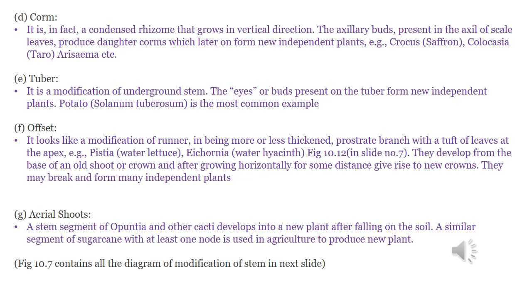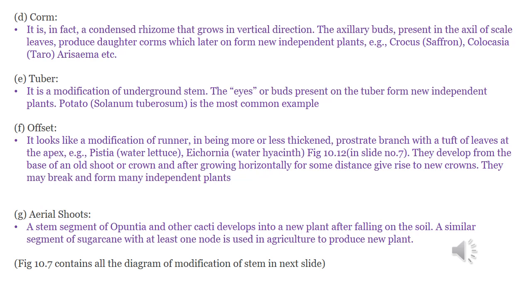Okay, so this includes many examples. Crocus is there, that is called saffron. Colocasia, that is taro, Arisaema, etc. The next modification is tuber. Tuber is basically an underground stem. It has got eyes. The most common example is Solanum tuberosum, that is potato.